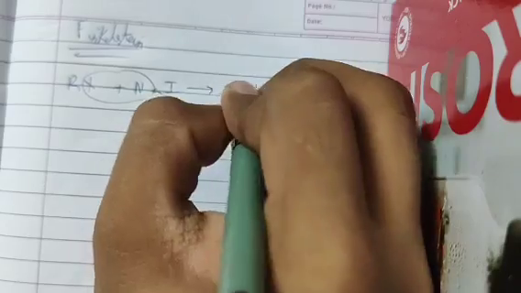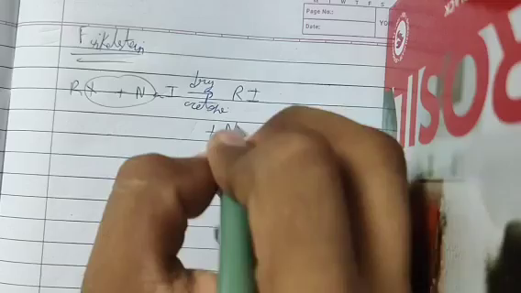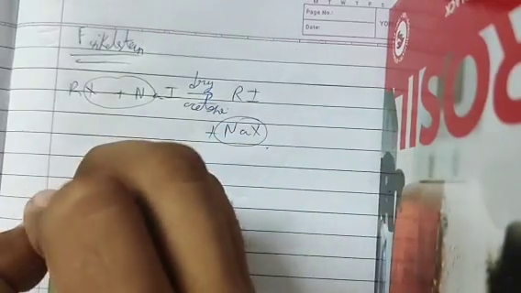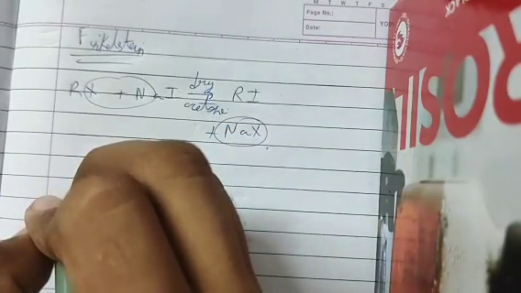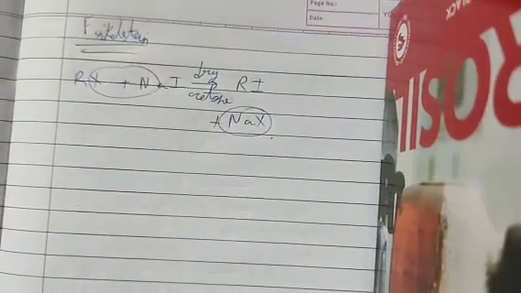The Finkelstein reaction is a very simple reaction. You are using RX with NaI, NaX gets removed and you get RI. This should be used with dry acetone. Here NaX gets removed, right? It is precipitated.